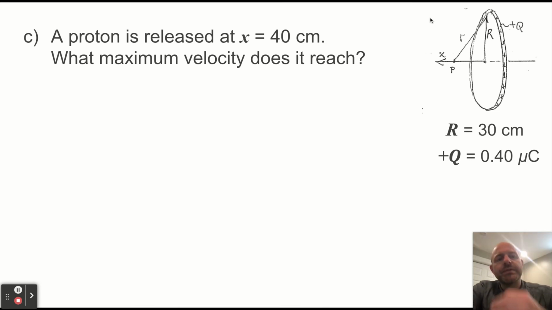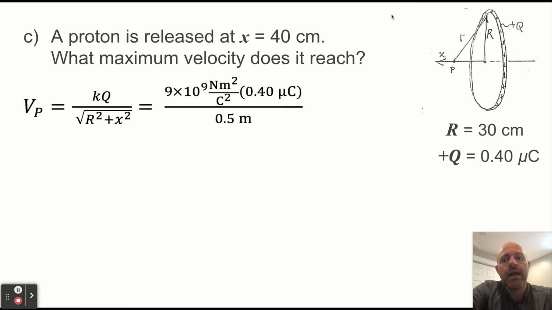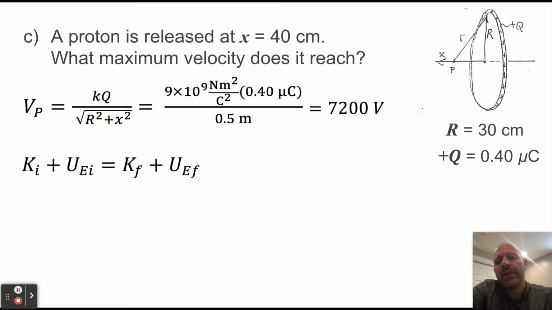So now we can do some interesting things. If we place a proton at point P, how fast will it be going after it's repelled? This is a positive charge, so it'll be pushed to the left. Well, the potential at point P is kQ over that square root of R squared plus x squared, which we can calculate as 7,200 volts.